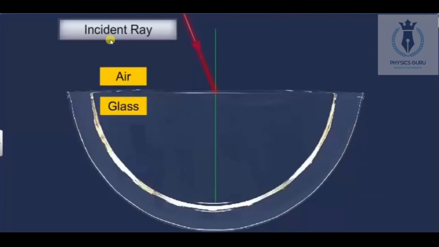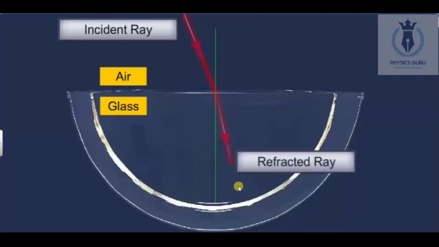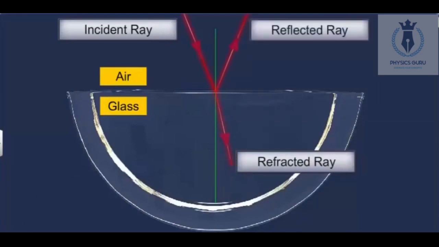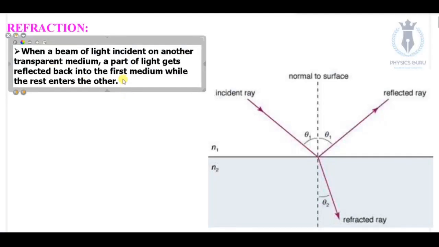From this video it is clear, this is the incident ray, incident at this point. This is called the refracted ray. A ray which enters another transparent medium is called the refracted ray, and this ray which bounces back is called the reflected ray. The angle between the incident ray and the normal is called the angle of incidence. The angle between the refracted ray and the normal is called the angle of refraction.